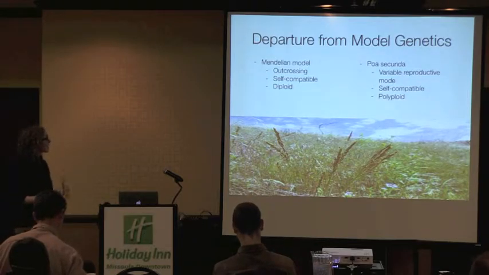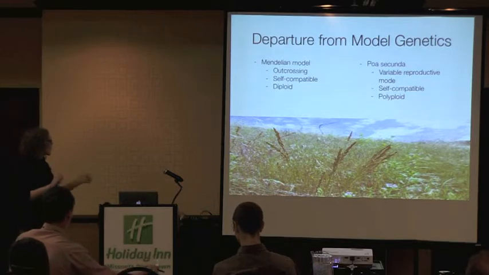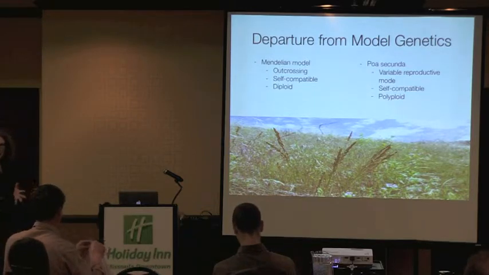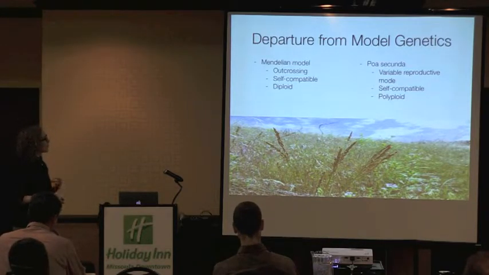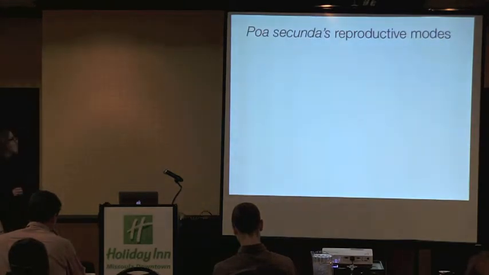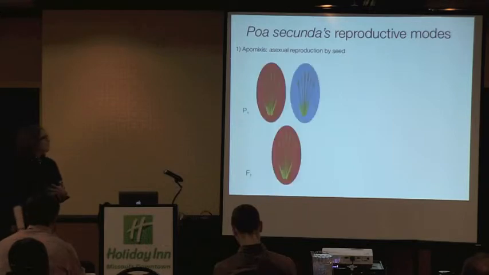POA has variable reproductive modes. It's self-compatible, so it's got that going for it, but it's also a polyploid. So these pieces of information have a couple of implications, both for how we think about the data we're going to look at today and for how we go about analyzing this species. POA secunda has 3 reproductive modes, the most common of which is apomixis. Apomixis is asexual reproduction by seed.